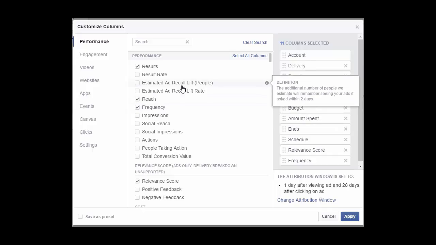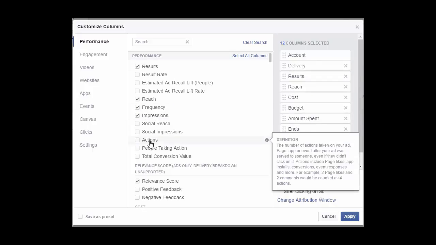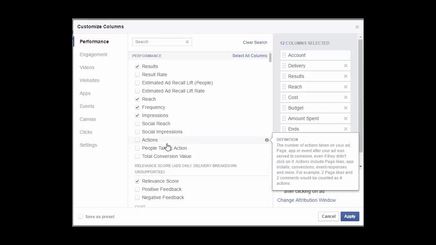So I do, of course, a quick review of impressions, but honestly, I don't really care about it too much, and the same goes for actions. I don't find those actions and people taking action provide much insight. They don't provide me much insight into the ad's performance.